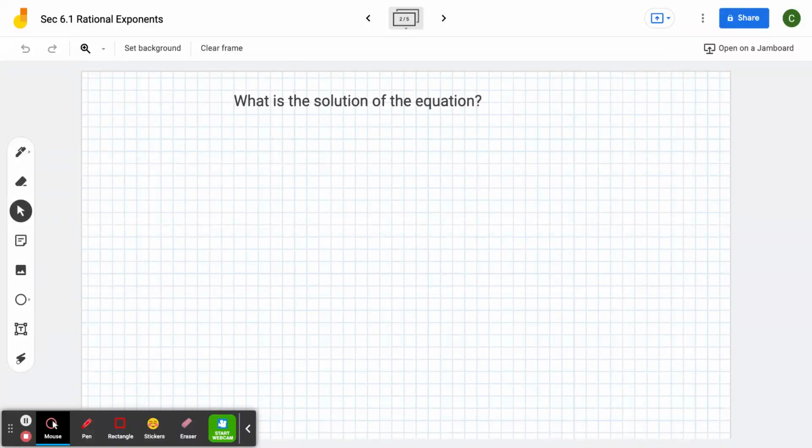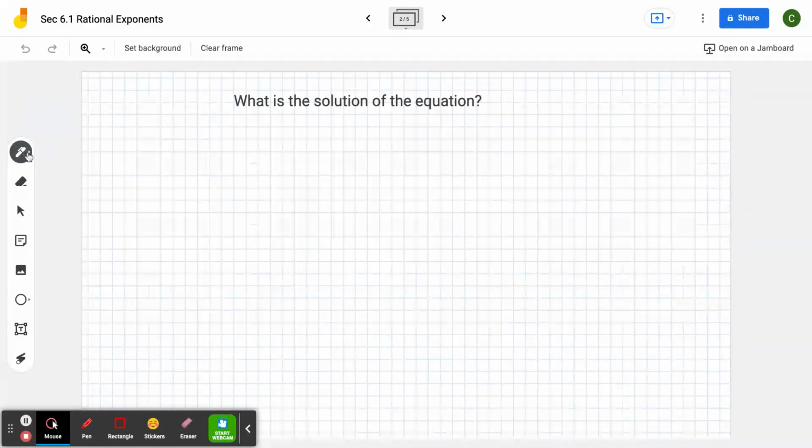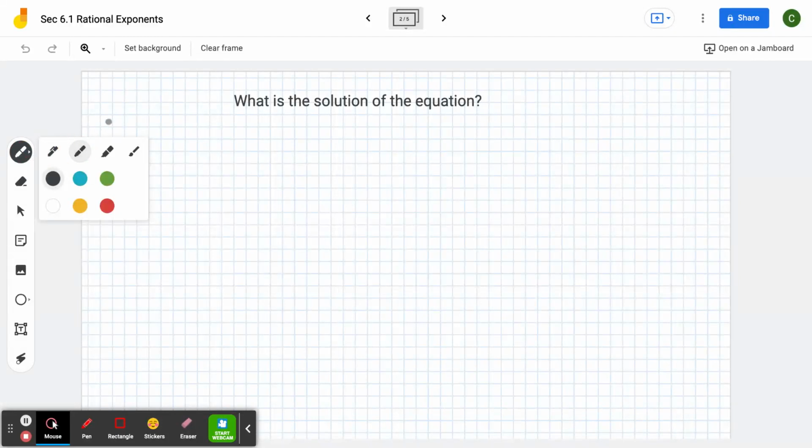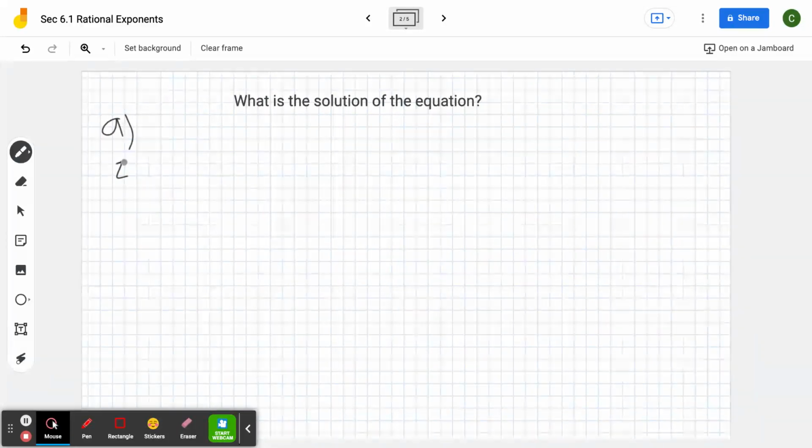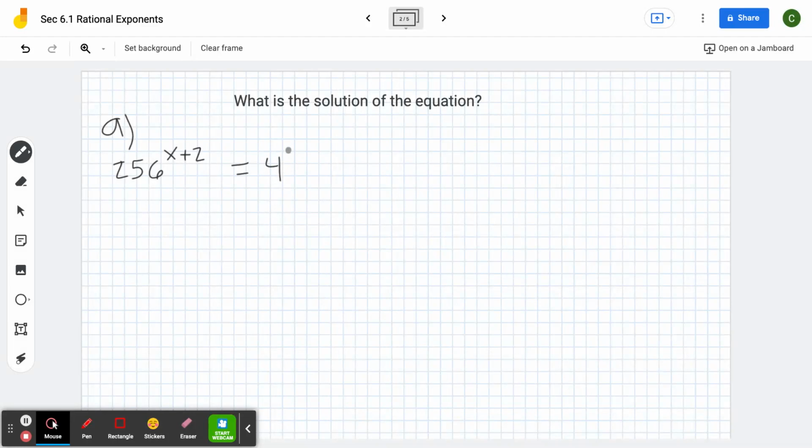Hello, today we're dealing with rational exponents. What is the solution of the equation? So if we have, let's see here, part A, and for part A we have 256 raised to the x plus 2 power, and that's equal to 4 raised to the 3x plus 9 power.